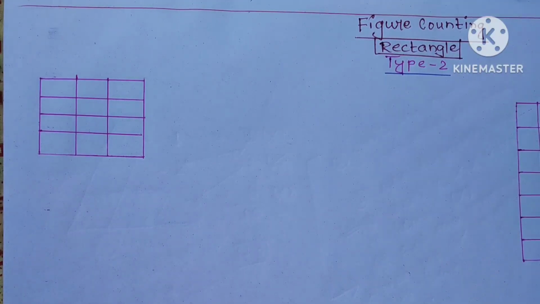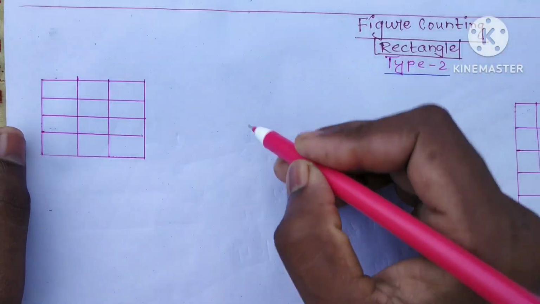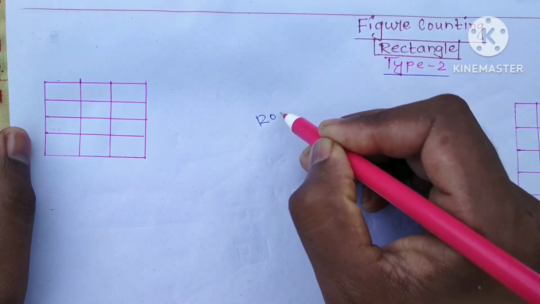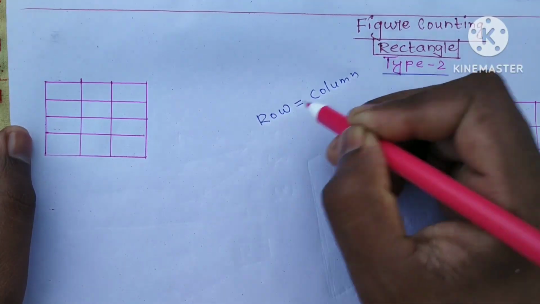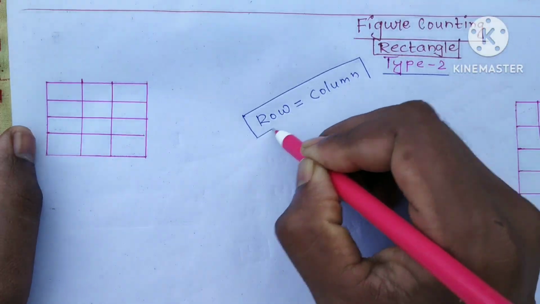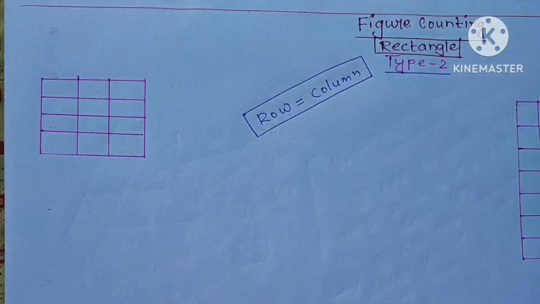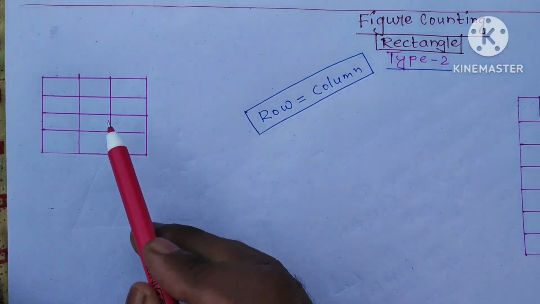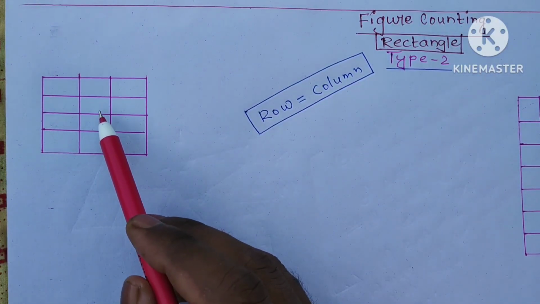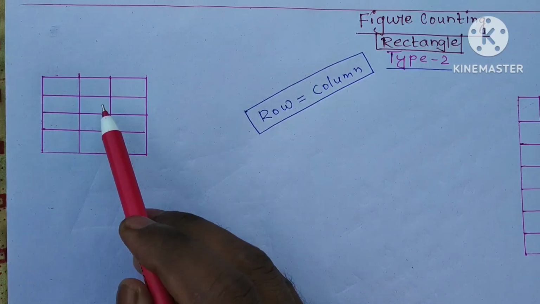Okay, counting of rectangles. You are given a particular figure like that and you are asked to count the number of total rectangles. So in type 1 we already discussed when row is equal to column in that figure, how we calculate the number of rectangles. But in that figure, if you count the number of columns and number of rows, these are not equal.